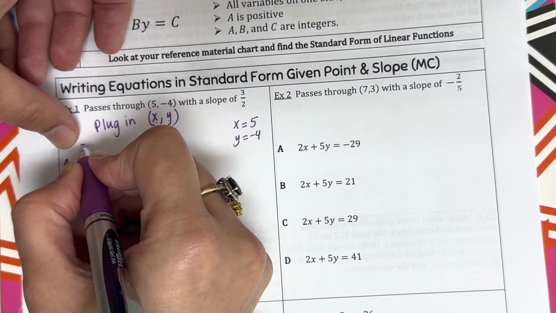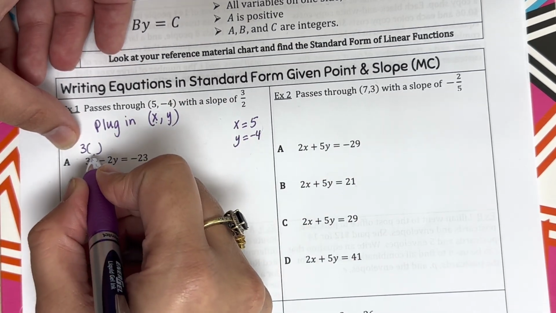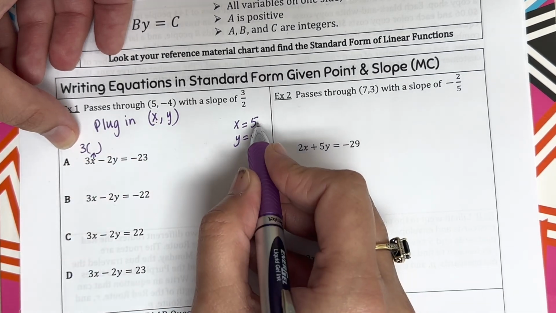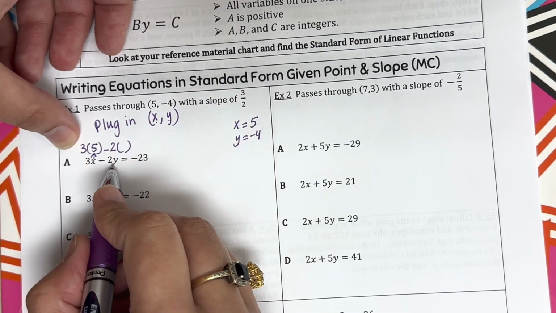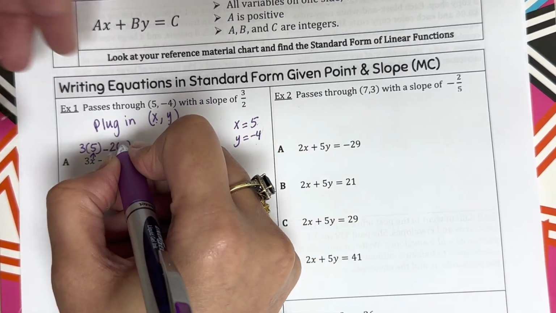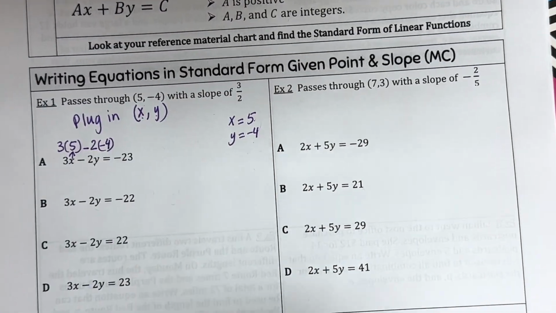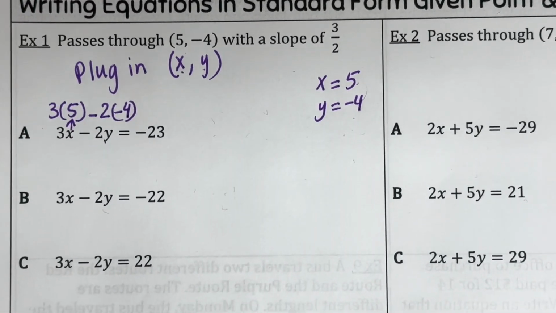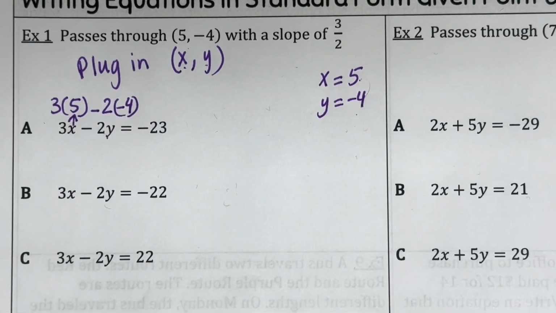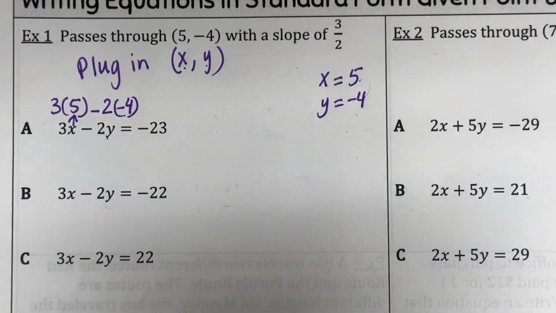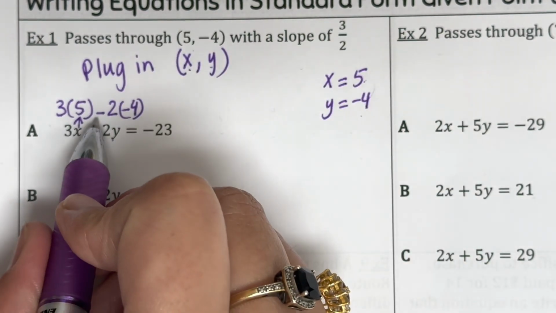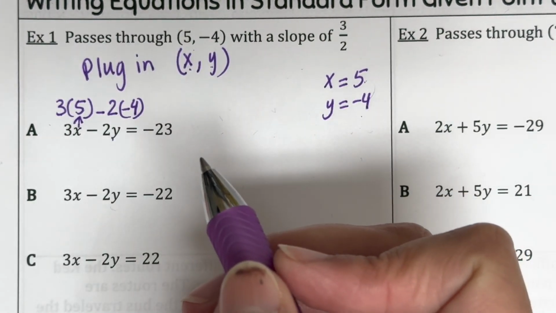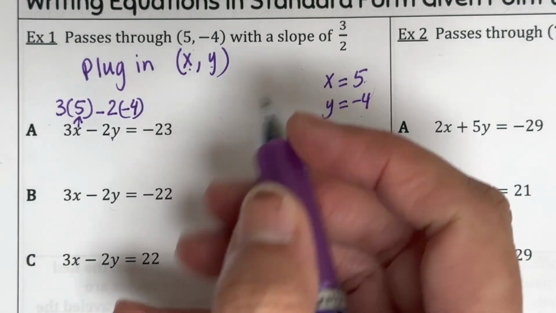So this is 3 parentheses. Whenever you are substituting, use parentheses. So for x, I'm going to put 5, then -2, and then parentheses for the y, which is -4. I have my numbers in. Now you can either solve it by hand or use the calculator to check the answer value. So 3 times 5 is 15, and 15 plus 8 is positive 23.